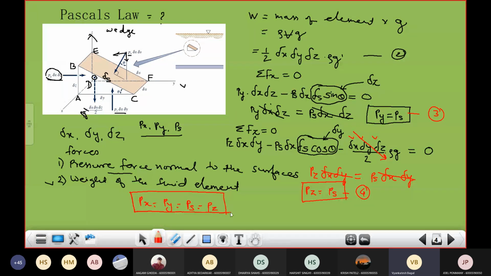Any direction. So what is the meaning of this equation? We have proved Pascal's law, that pressure at a point in a static fluid is equal in all directions. So pressure does not depend on direction. Is it clear? Pressure at a point is the same in all directions. This is what Pascal's law we have proved. Clear?